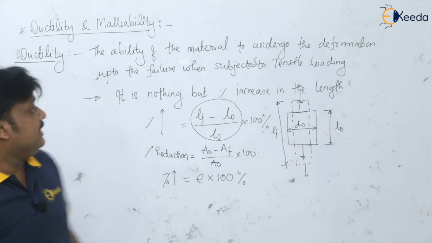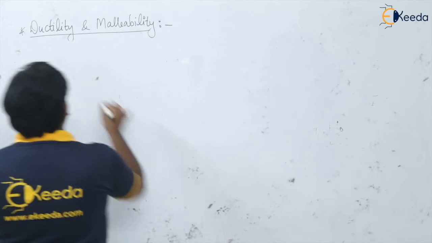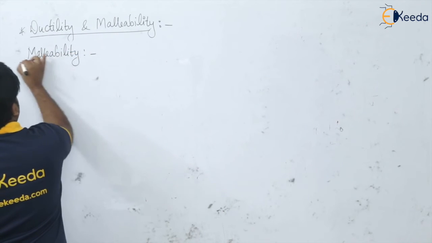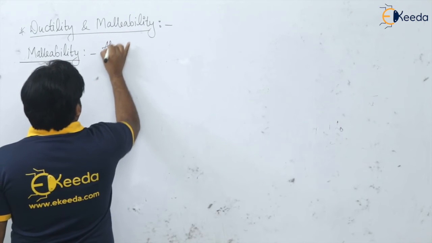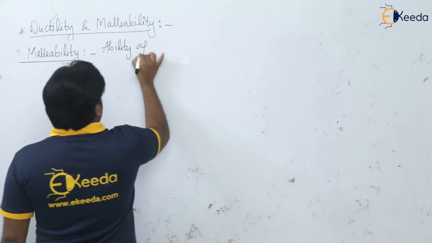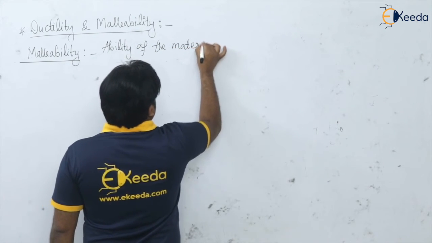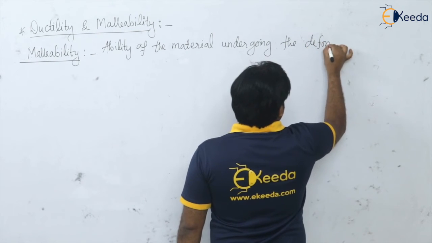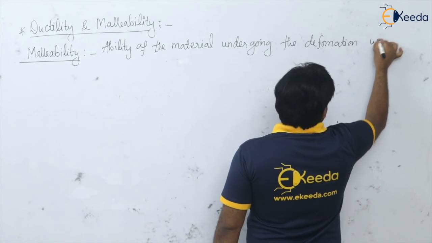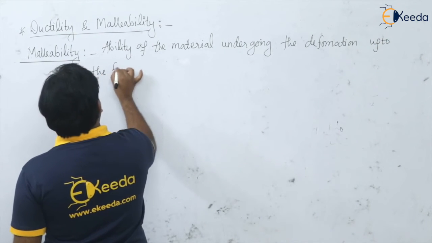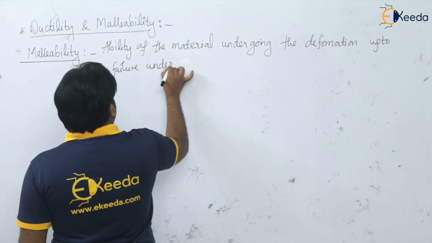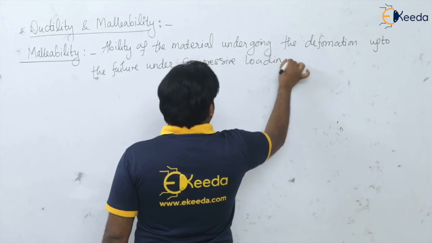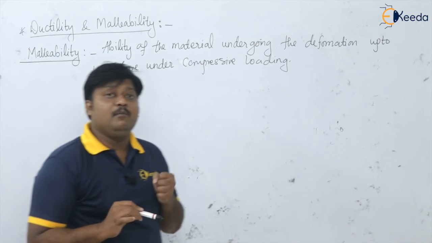Next property that we are going to see is malleability. So dear students, now let us talk about malleability. How can we define malleability? This is the ability of the material to undergo deformation up to failure under compressive loading or compressive stress, isn't it? So this is nothing but malleability.